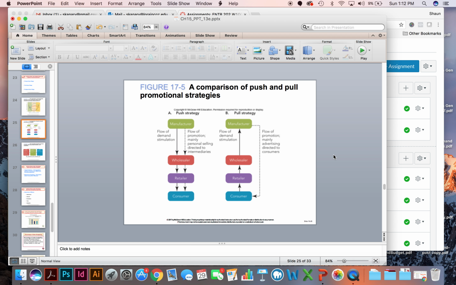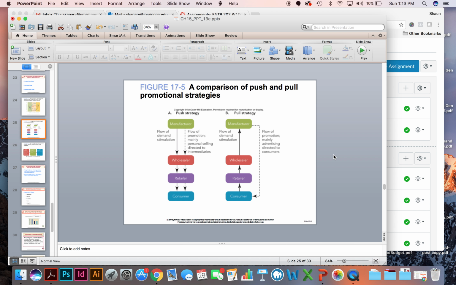When we talk about push and pull strategy, it's quite a common marketing tactic used by manufacturers or producers of product with distributors or other types of individuals selling their product. Now, when we're dealing directly with a push strategy, a manufacturer is mainly pushing the products through and marketing through the wholesaler, retailer, and consumer.